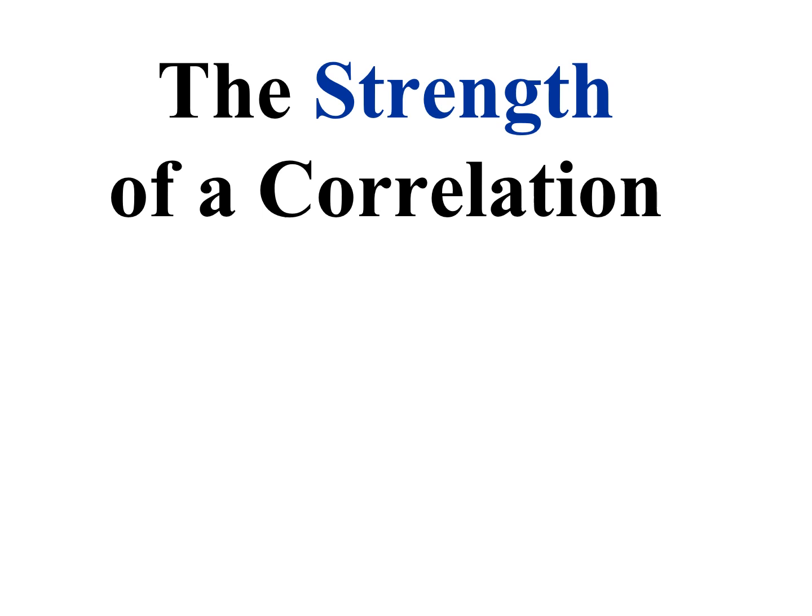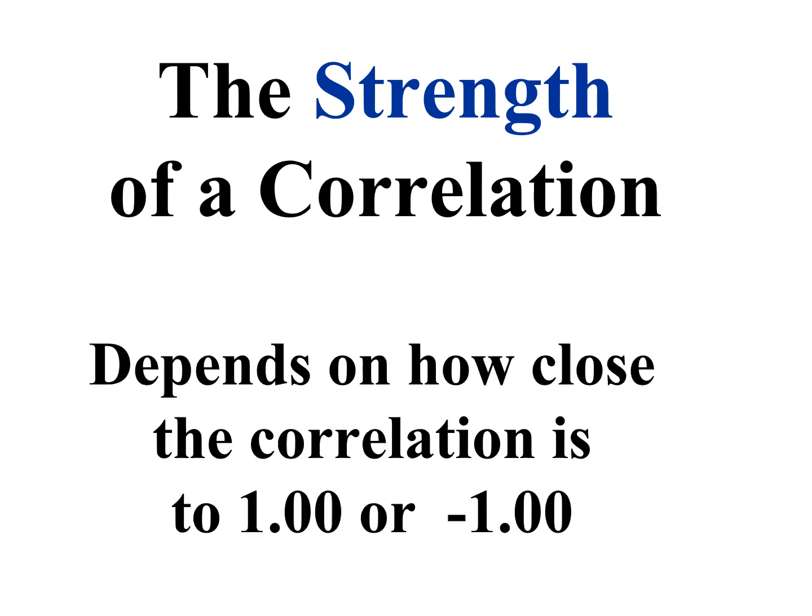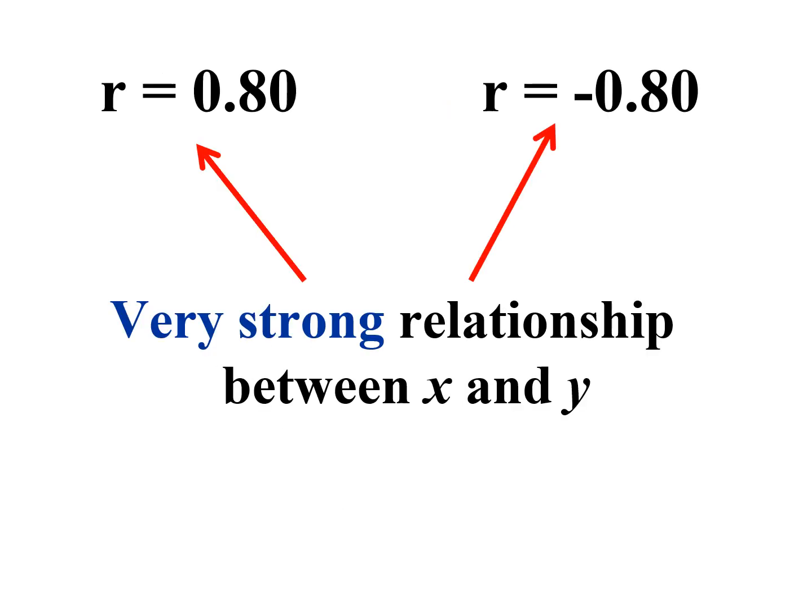So let's talk a little bit about the strength of correlations. The strength of a correlation has nothing to do with whether the correlation is positive or negative. Instead, the strength of a correlation depends on how close the relationship is to +1 or -1. A correlation of 0.80 and a correlation of -0.80 are both equally strong. Both correlations indicate there is a very strong relationship between x and y.